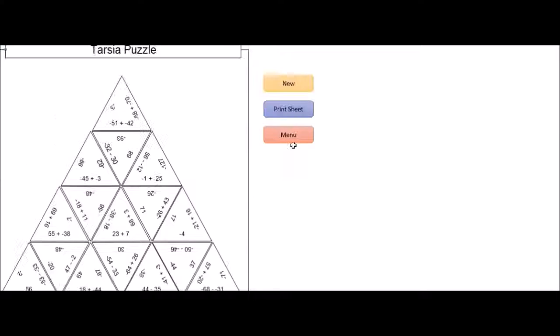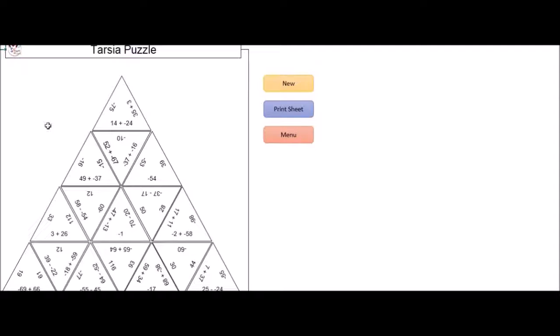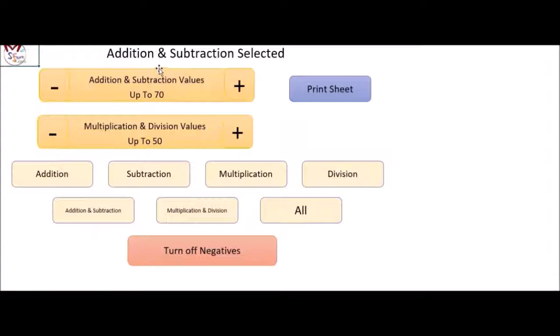is all the answers. If you press new, it'll generate a new puzzle, and you'll see that the highest addition value will be 70. There is a minus 75 up here, but that is the answer to the question. The questions only go up to the highest number of 70 as we selected. If we go to the menu for our next class, instead of addition and subtraction, we want multiplication, and these are very good.